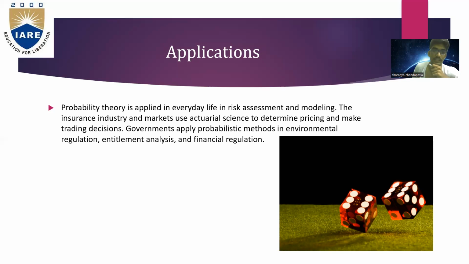The insurance industry and the markets use actuarial science to determine the pricing and make trading decisions. Governments apply probabilistic methods in environmental regulations, entitlement analysis, and financial regulations. So the government also uses probability for environmental regulations, entitlement analysis, and financial regulations. So there are wide applications of probability.